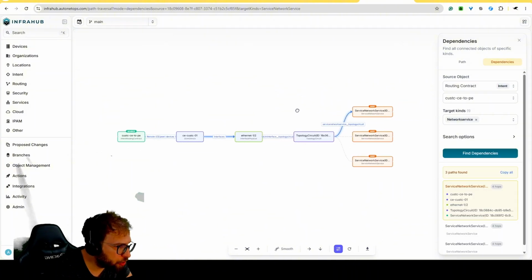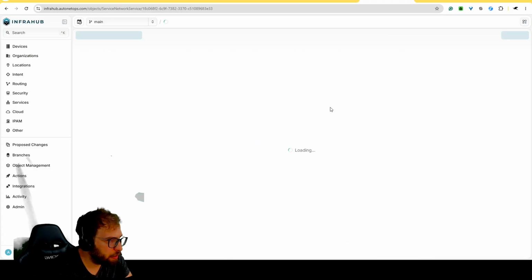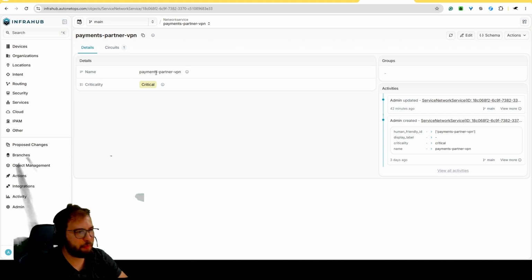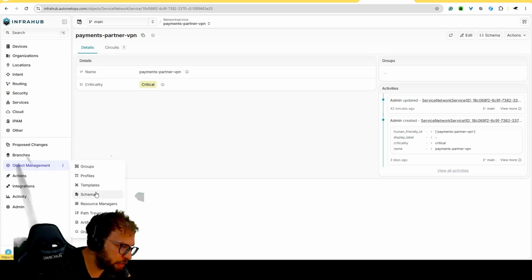There we are. So we are going to affect this service here, and this is how it maps to the service. We can see that the payments partner VPN is going to be affected if I change that. Interesting. Also, which sites are running this VPN service and would also be affected. Okay, let's go back there again.